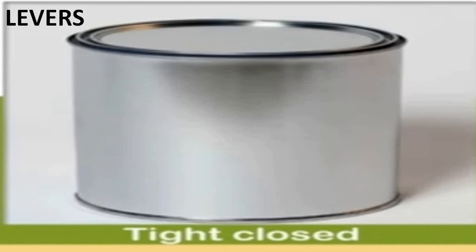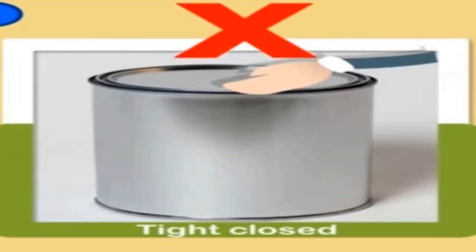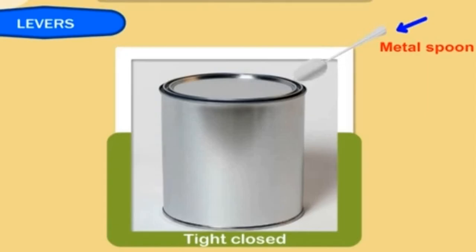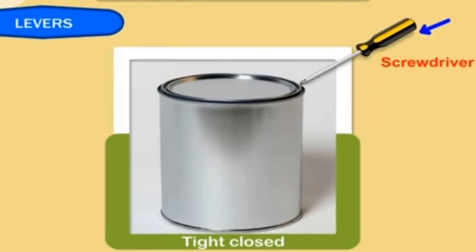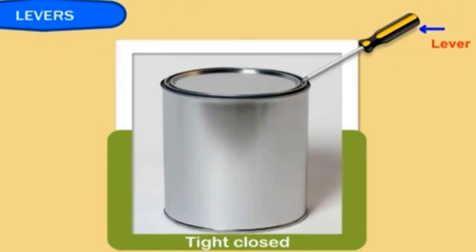Levers. Suppose your mother asks you to open the lid of a tin which is tightly closed. Is it easy to open with your hand? No, it is not. It will be better to use a metal spoon or a screwdriver to open the lid of a tin because it will make it easier to open the lid. Here, spoon or screwdriver is used as a lever.